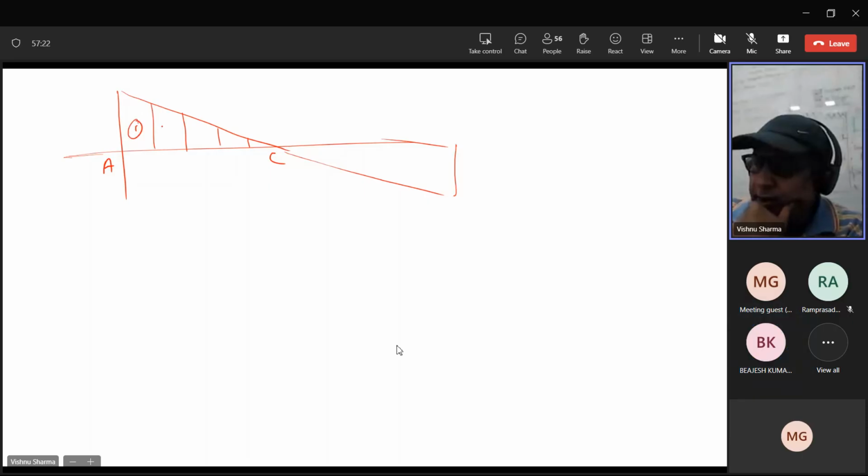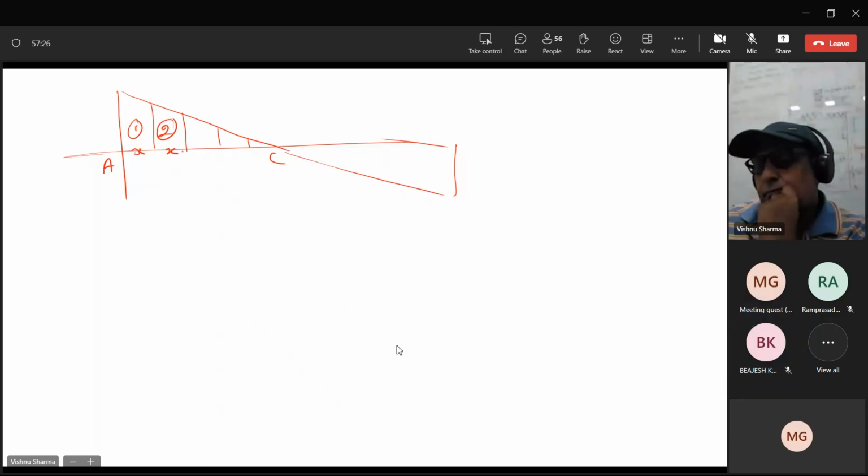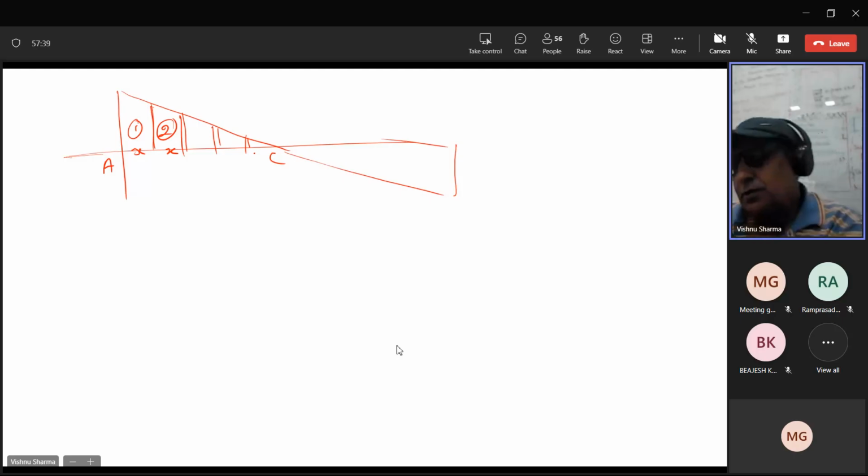Is area 1 and area 2 equal, if these are X and X? No, sir. Not at a uniform rate. So why are you saying they're changing at a uniform rate, beta? What made you say so? I have divided them here, and that is also not giving you a hint? So from A to C, the areas are not changing at a uniform rate, okay?